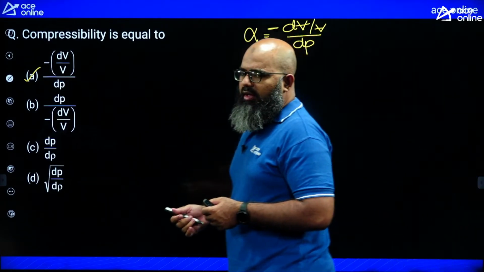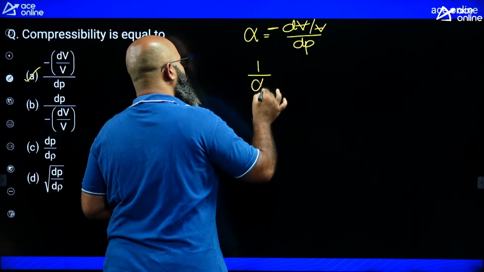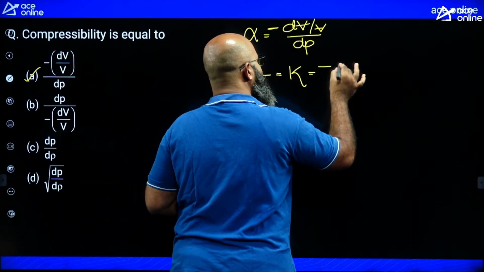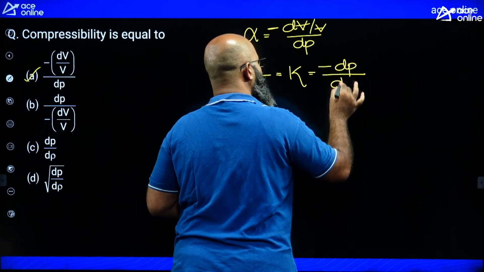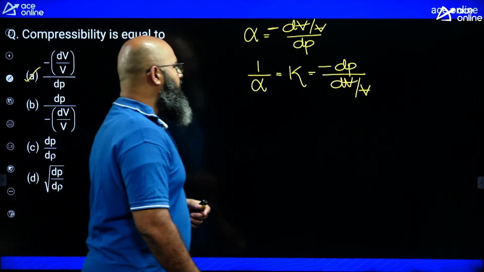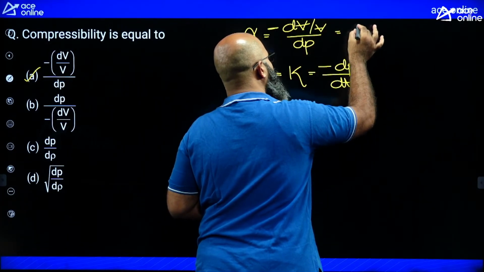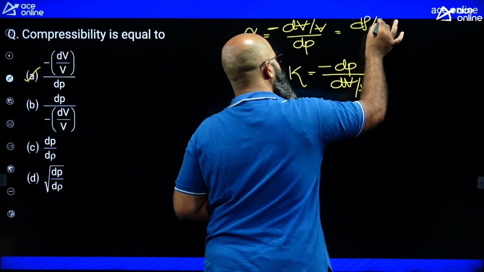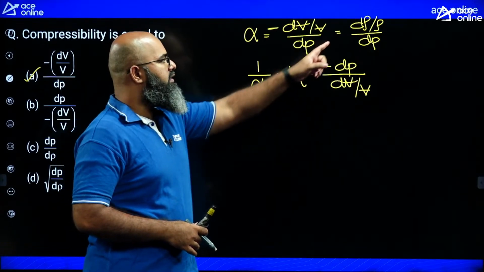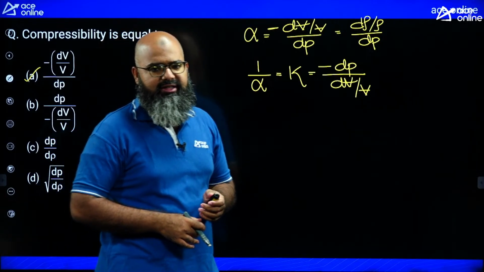Achha, one more thing. What if we take inverse of compressibility? If I take 1 by alpha, it is equal to what? Bulk modulus. So bulk modulus is equal to how much? It is equal to minus dP upon dV by V. Achha, there is one more formula for compressibility. You should be knowing this thing. The rate of change of volume is also going to give you change of density. So d rho by rho upon dP. Only difference over here is you won't have a minus over here, because if volume is decreasing, density will increase. That is the logic basically.